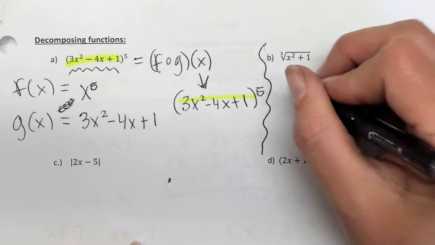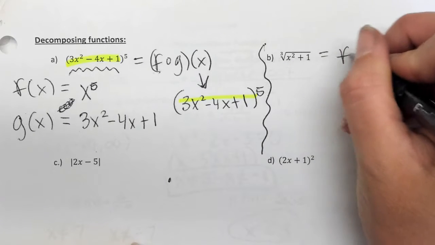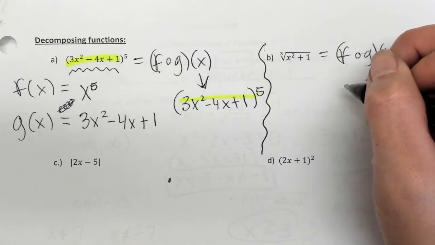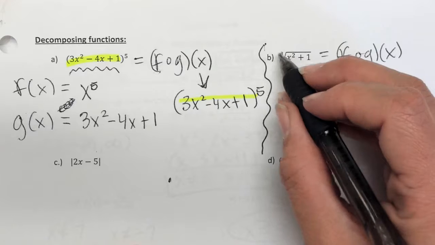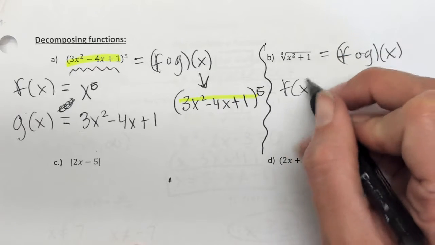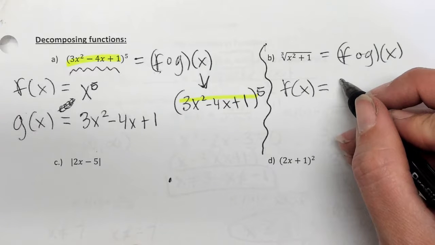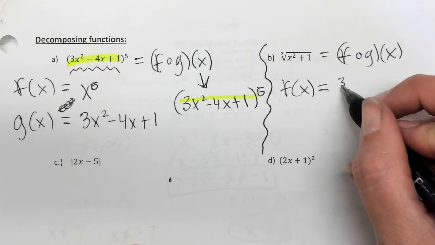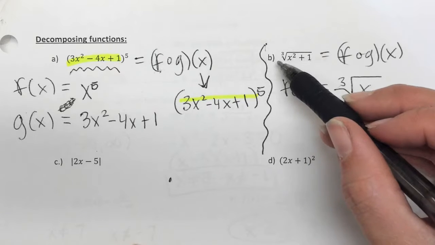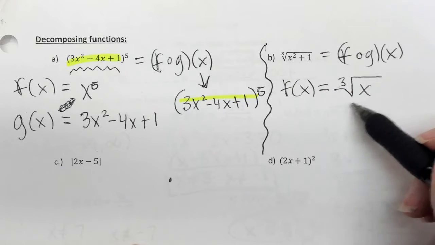Alright, for part B, imagine this is f of g of x. What stands out to us? To me, it's the cube root. That's what stands out. So I could put f of x equals the cube root of x. So the cube root is what stood out to me, so I took the cube root, just put an x under it.